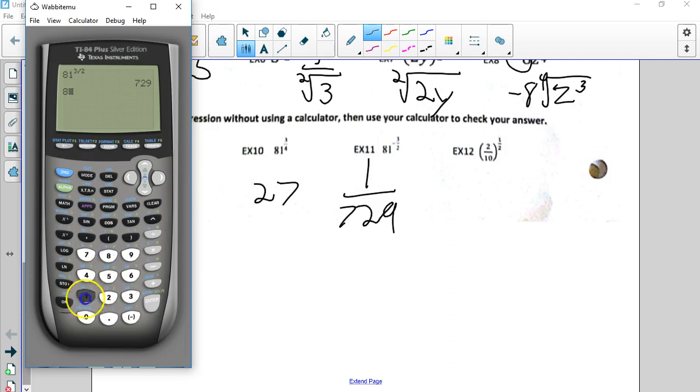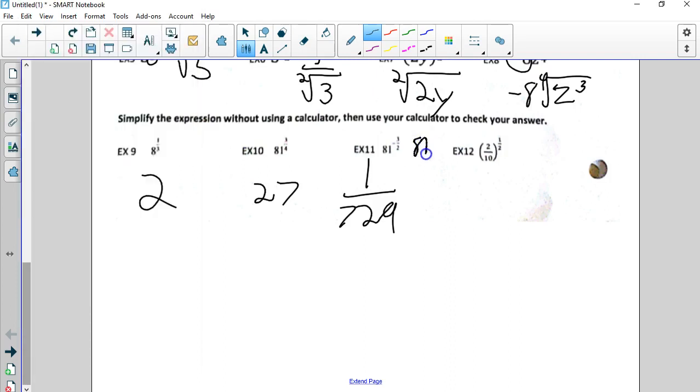Now here's the thing. Watch this. If I do 81 to the power of negative 3 divided by 2, it's going to give me a decimal. So if we go to math and say, let's turn this into a fraction, 1 over 729. Okay? Another way to think about this is 81 to the 1/2 to the negative 3. So if I just find out what the square root of 81 is, then I just cube it and put it on the bottom. Kind of an easy way to think about it.